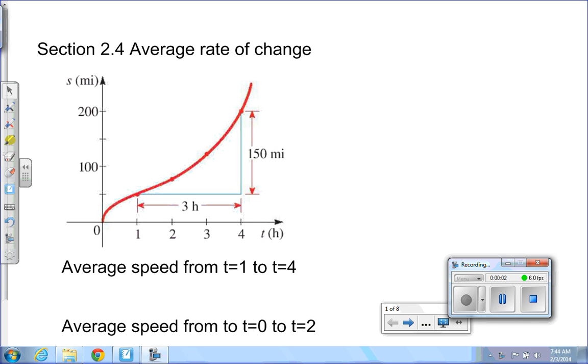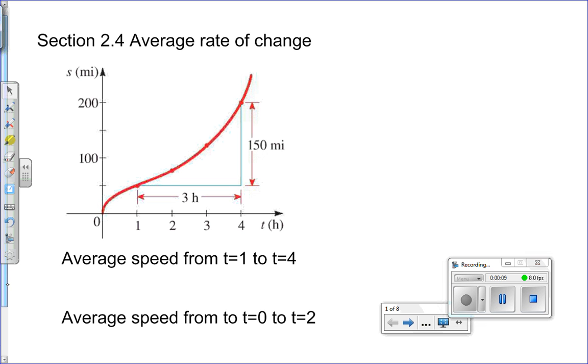Okay, this is section 2.4 from Math 120, average rate of change. So what we can do here is take a graph of a function and look at how much the y value changes as the x value changes. In this case, we have t for your x and distance s for your y. They want the average speed from 1 hour to 4 hours. So they're talking about this interval right here.